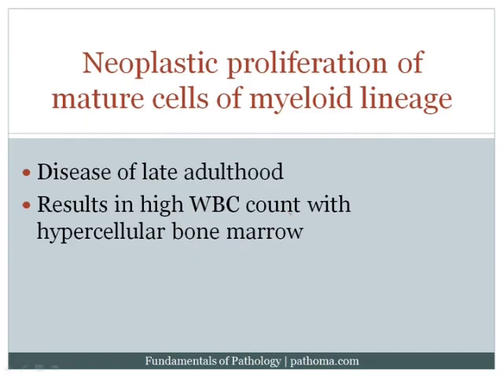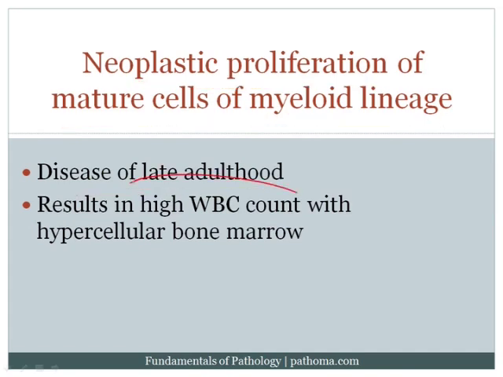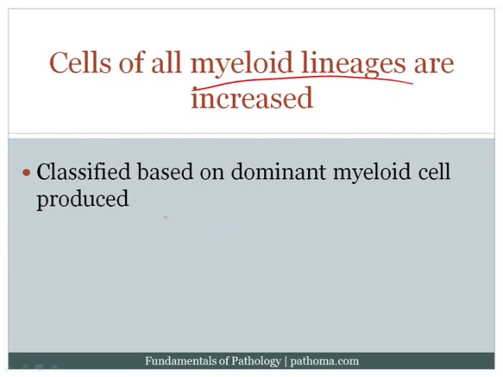This then takes us to your text, which basically states many of the things that I've already mentioned. What is a myeloproliferative disorder? A neoplastic proliferation of mature cells of the myeloid lineage. It's a disease of late adulthood, and it results in a high white blood cell count with a hypercellular marrow. Now, the white blood cell count is going to go up because there's going to be an increased production of granulocytes, and the granulocytes are counted in the white blood cell count. So I hope that that's clear. Cells of all of the myeloid lineages will be increased, as I've already mentioned, and it's classified based on the dominant myeloid cell produced, as I've already explained.